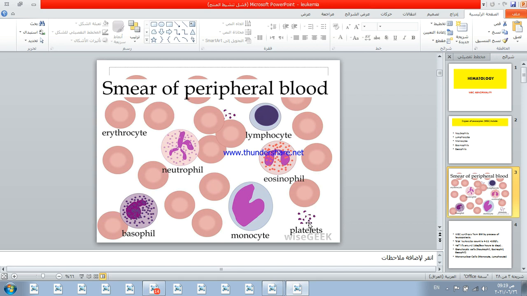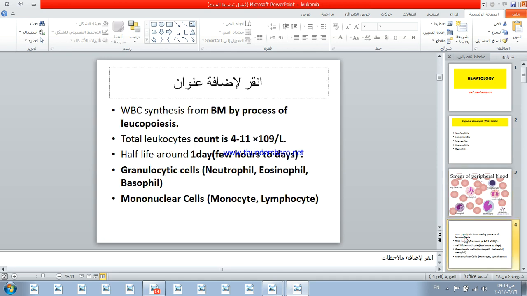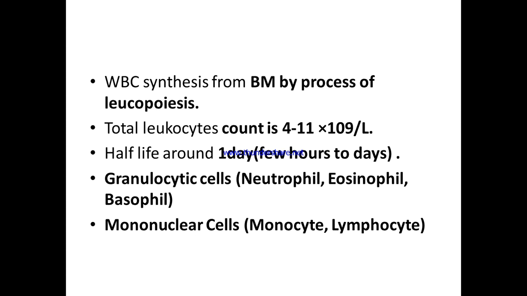Of course, we have the platelets, which are part of the megakaryocytes in the bone marrow. The erythrocyte's precursor in the bone marrow is the erythroblast, and the precursors of the white BC are according to their type. White BC synthesis occurs in the bone marrow by the process of leukopoiesis. Leukopoiesis is defined as the process of production or synthesis of the white blood cells or leukocytes in the bone marrow. Total leukocyte count is about 4,000 to 11,000.